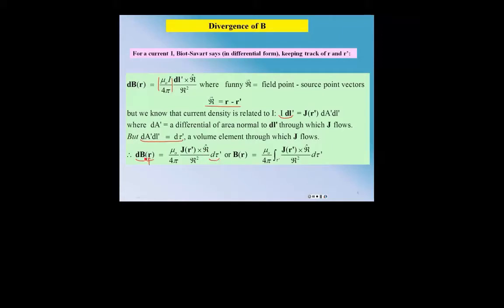So that's our little differential in terms of a current density and the position relative to the origin and the source point. Integrating this will give us B of R, and so this is integrated over the whole volume that contains this current density. If we integrate all those little pieces of volume where we might have current density, then we'll get the B of R.